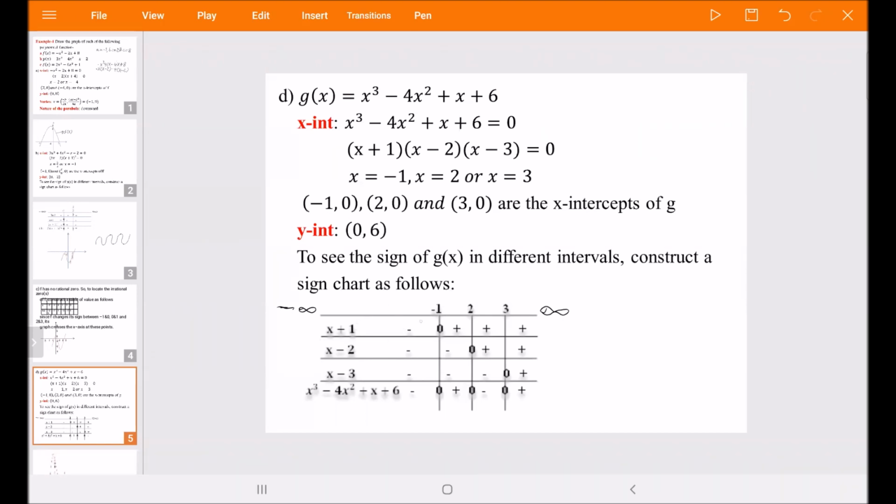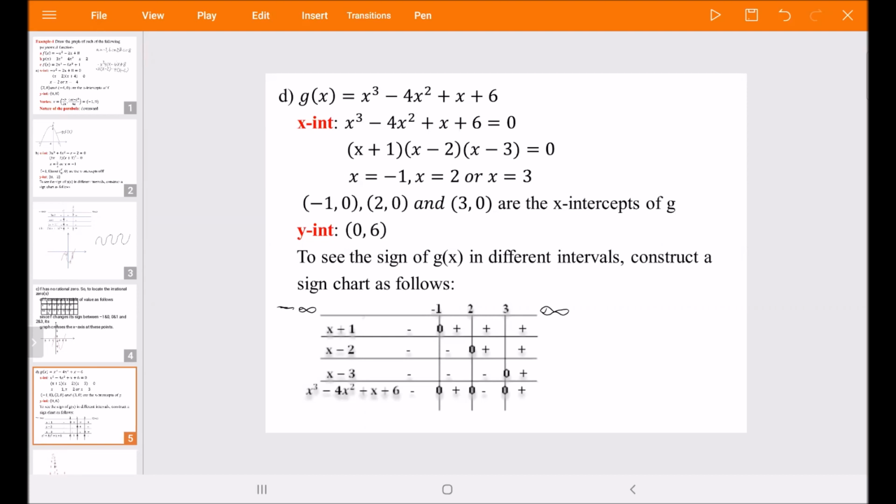So we put this negative sign. Then for values greater than minus 1, for example, if you take x is equal to 2 and 3, 2 plus 1 is 3 and 3 is positive. 3 plus 1 is 4 and 4 is positive. That means for values greater than minus 1, x plus 1 is positive.